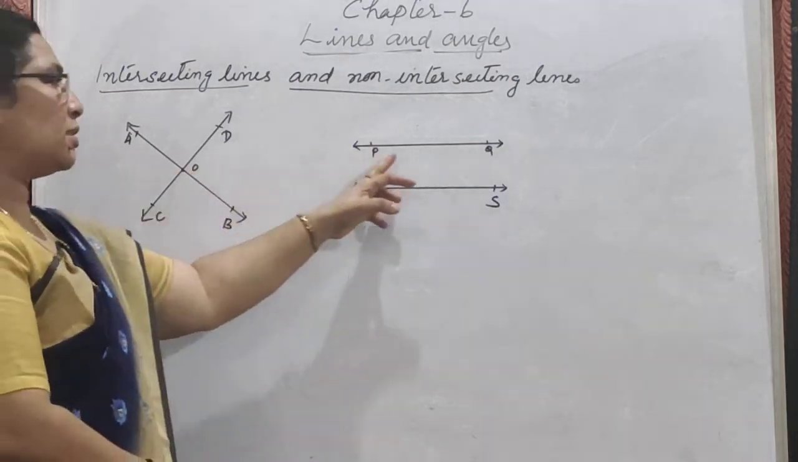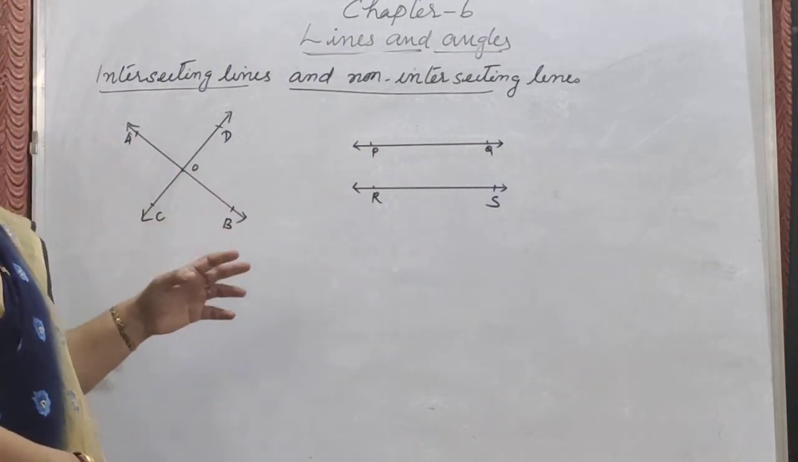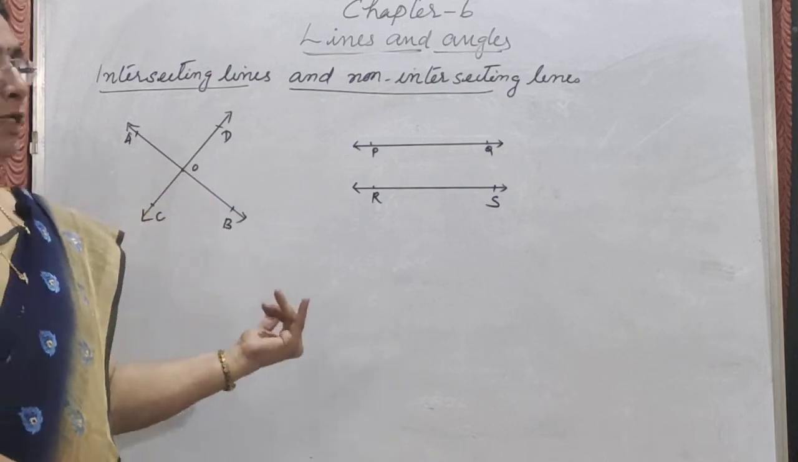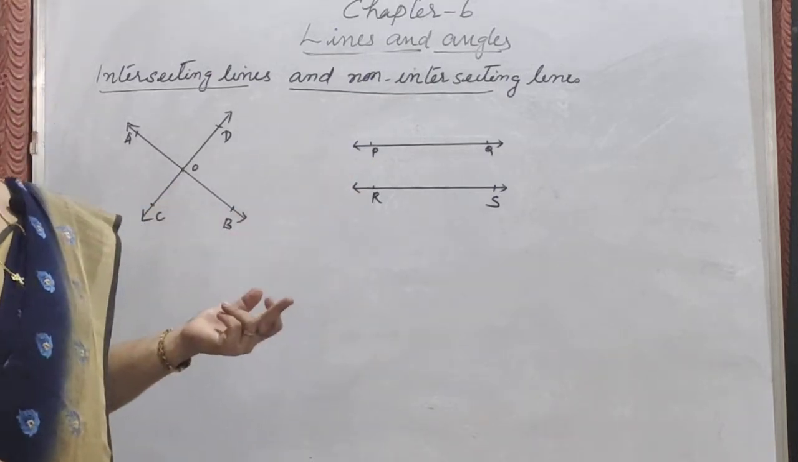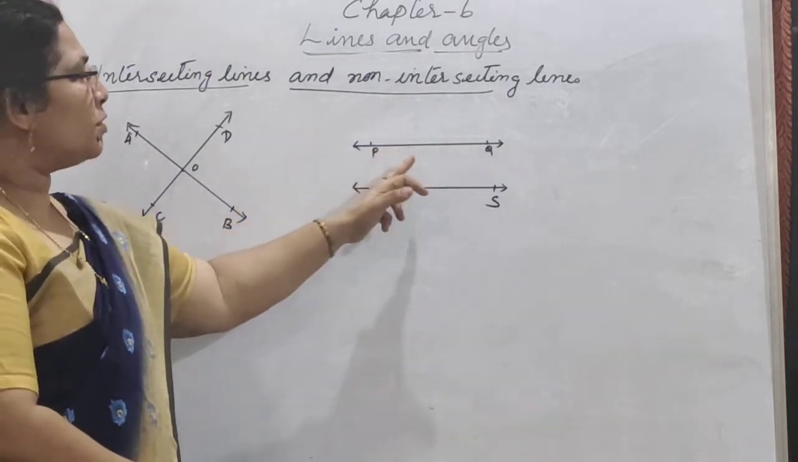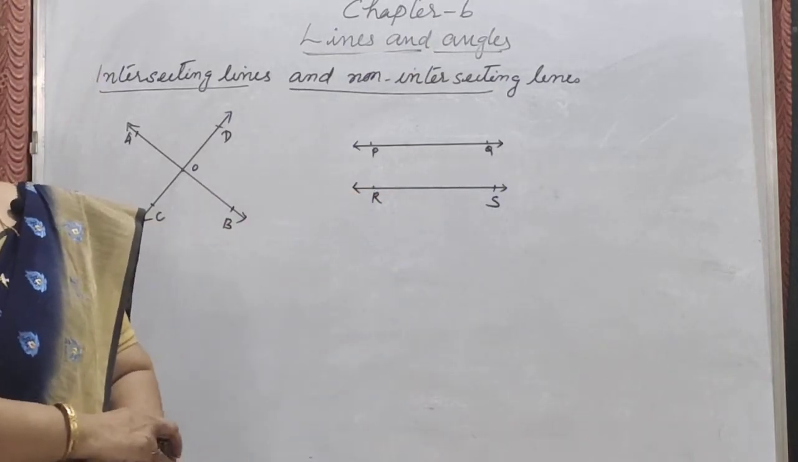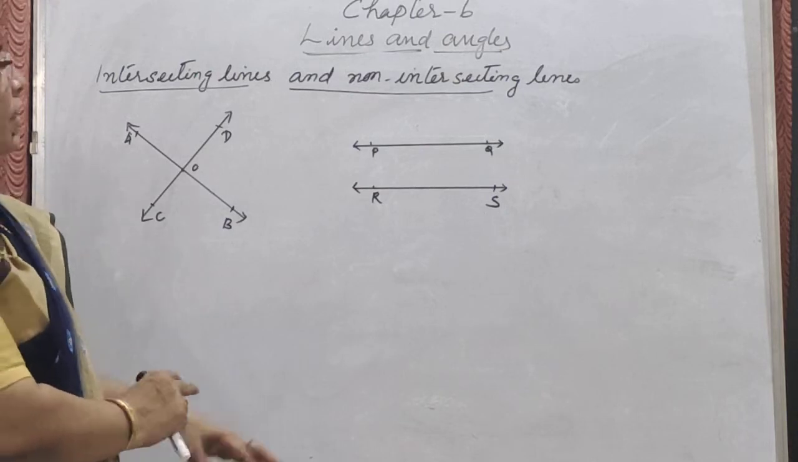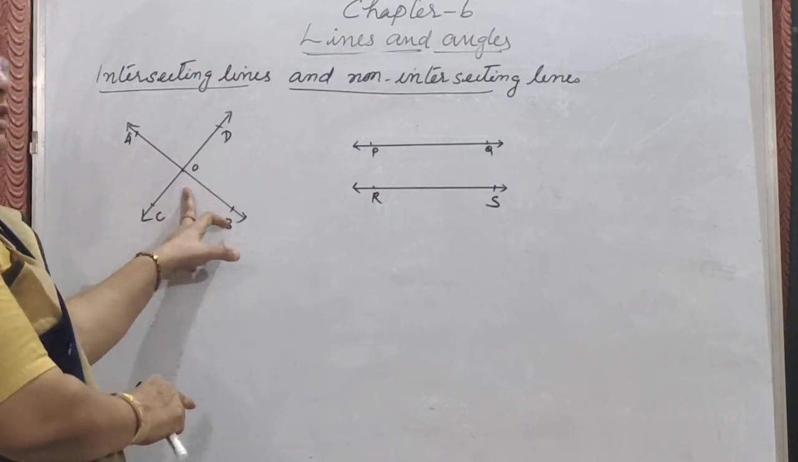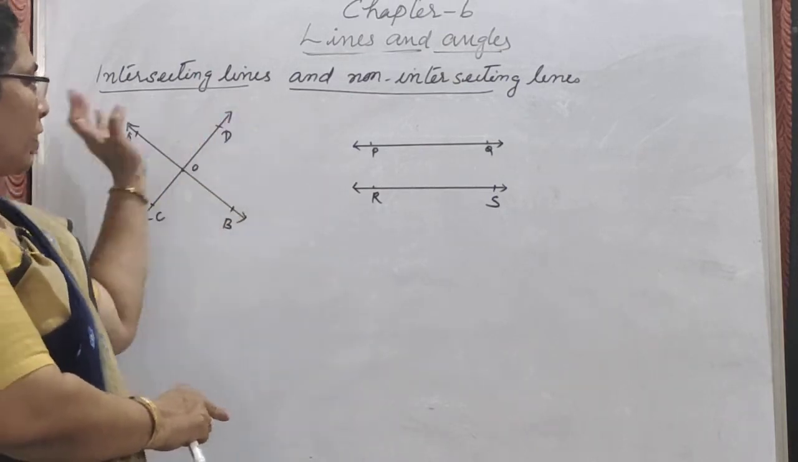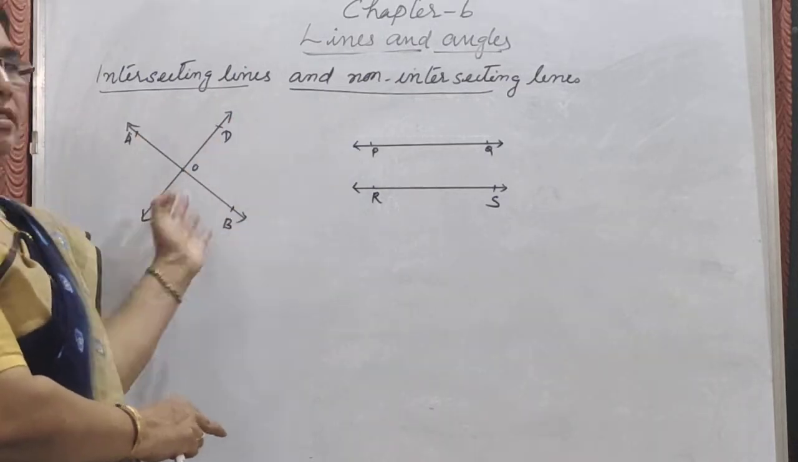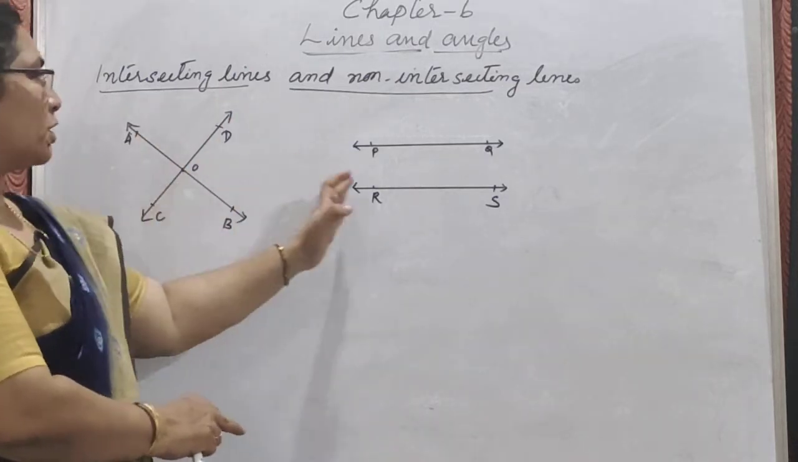Whereas non-intersecting lines will not have any common point. Moreover, we can say that non-intersecting lines are called parallel lines. If they are parallel, then the distance between them is also the same. They don't have any common point. Intersecting lines have one common point and it is a line. In both cases, it's lines only, whether intersecting or non-intersecting.